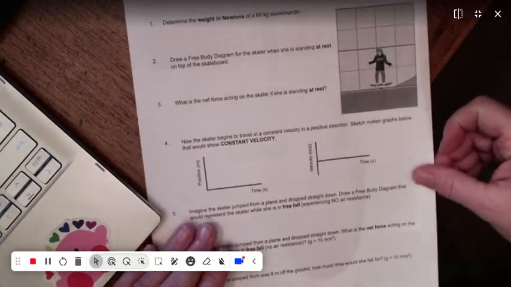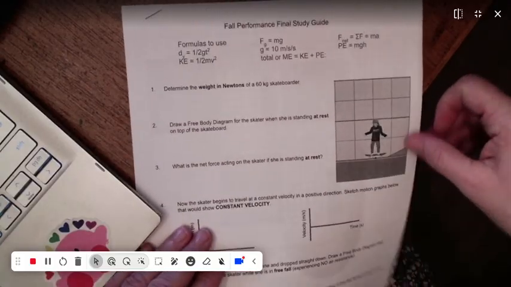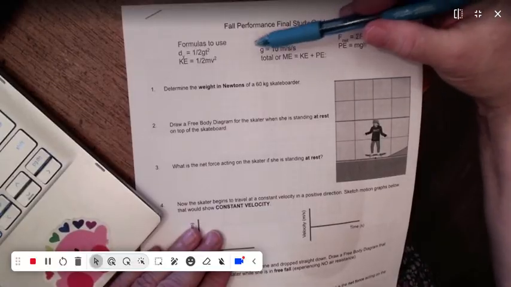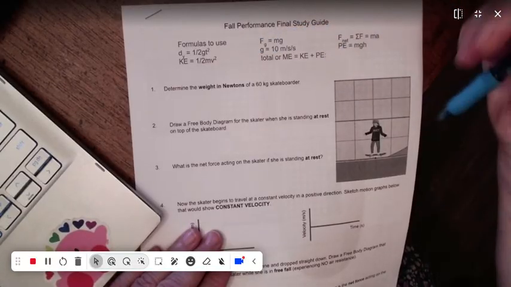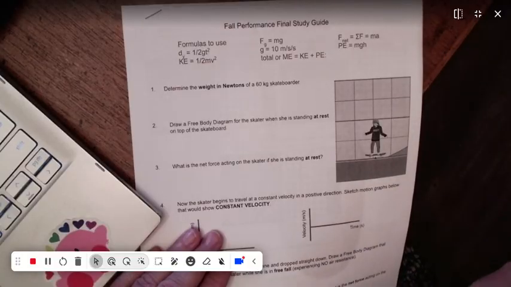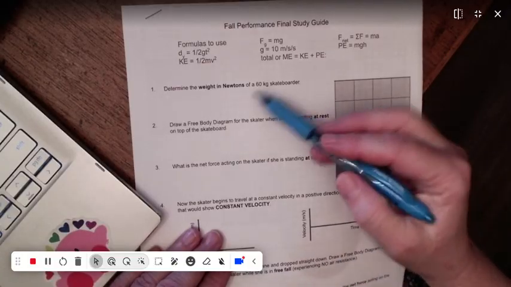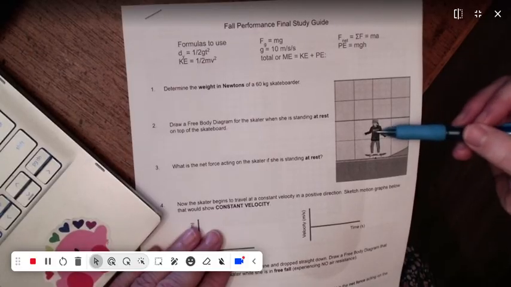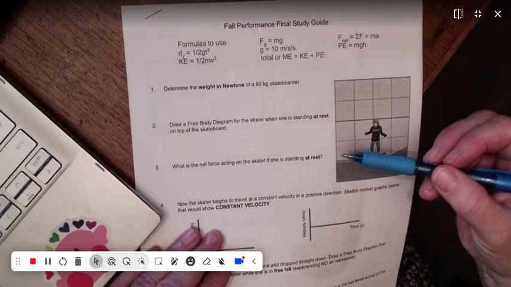Okay, this is our performance final study guide. So notice there are a lot of helpful equations up here that we'll be referencing. Okay, so let's get started. We've got the skateboarder. We're going to be focusing on the skateboarder throughout the study guide.